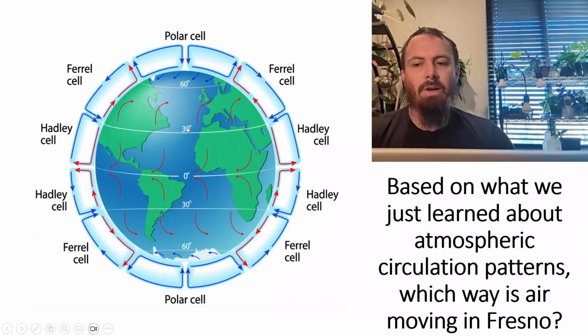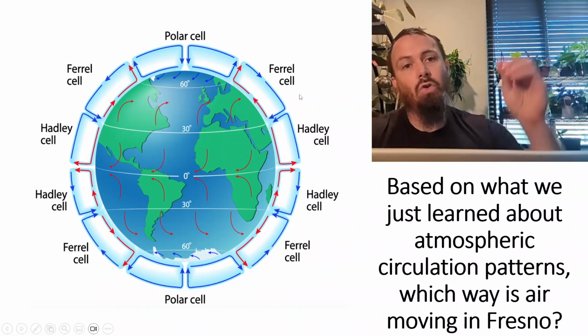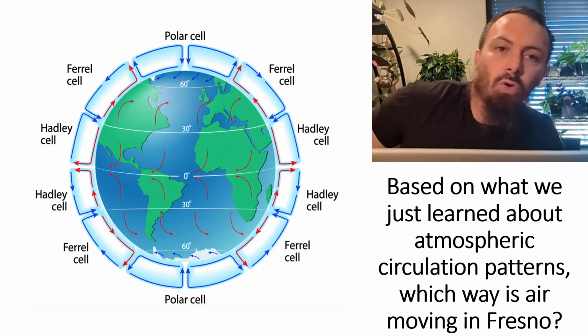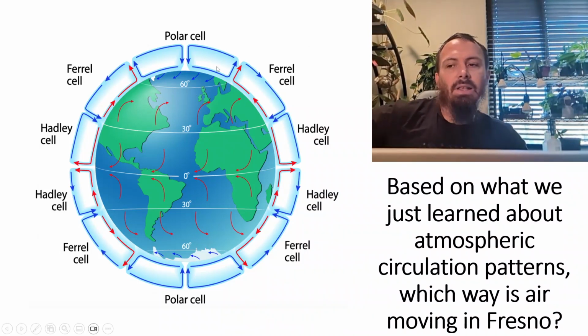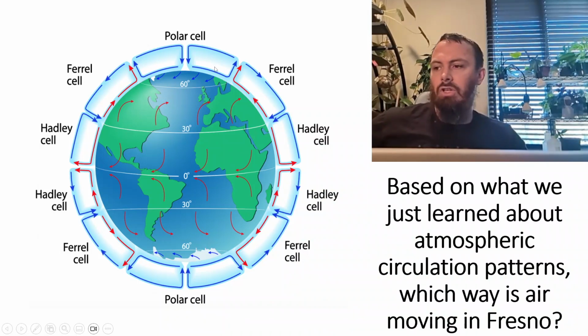Fresno is sitting right about 36 degrees latitude in California. Now, if you look at this atmospheric circulation pattern, that means air came down at 30 degrees and then is moving up through Fresno, right? So the air tends to be moving north in our region. And that's not just Fresno, that's basically everywhere between 30 and 60. The air is moving in a northern direction.